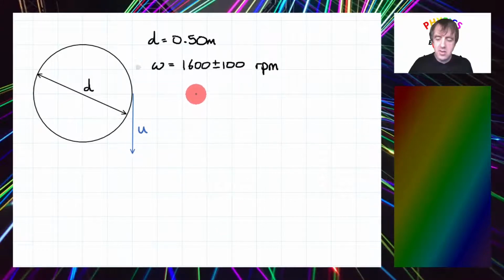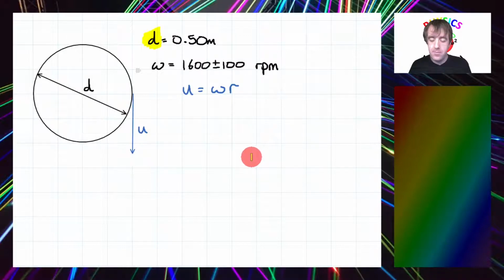Now we know we're going to be using the equation speed is equal to angular velocity multiplied by the radius. We need to be careful because we are given the diameter, not the radius. That's one thing we need to watch out for. The other thing is that our angular speed, angular velocity, or angular frequency is given in revolutions per minute. So we're going to have to convert that into radians per second. So let's do that conversion first.